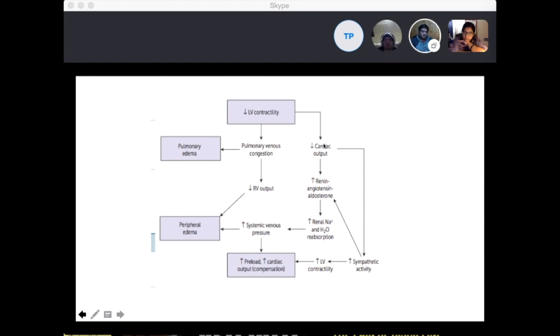So when your cardiac output is low, this is from First Aid, page 298, you're going to activate your renin-angiotensin-aldosterone system. So obviously, you're going to reabsorb your sodium and water, and that causes your systemic venous pressure to increase and can cause peripheral edema. Or your sympathetic tone will increase your contractility, and that will increase your preload and cardiac output. So it's compensating for the decreased cardiac output. But again, all of this doesn't necessarily mean good things, because what does having a lot of fluid mean? You're going to see more edema, but that is due to these systems being activated.